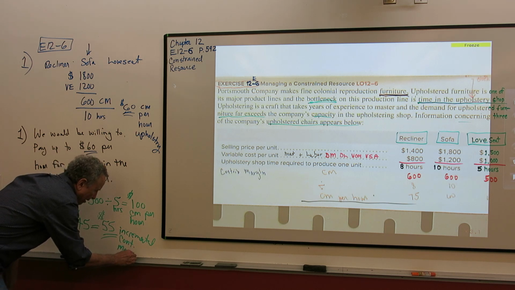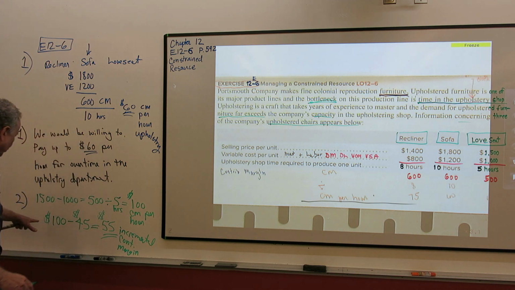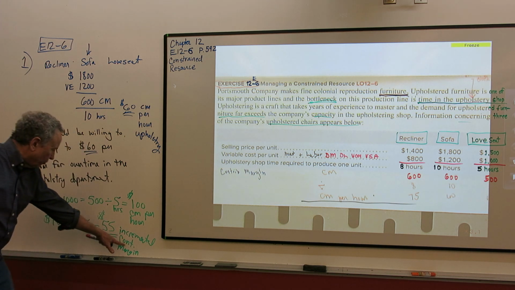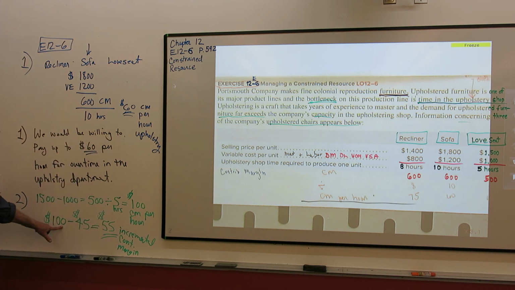Or you could say profit if you wanted to. But the answer again is you have $55 of incremental contribution margin because you're making $100 per upholstery hour. You're going to spend $45 to get this, so you'll just have $55 left over. I'll tell you the truth, there's a flaw in this problem. I don't know if you care about it, but you'd make more than that actually.